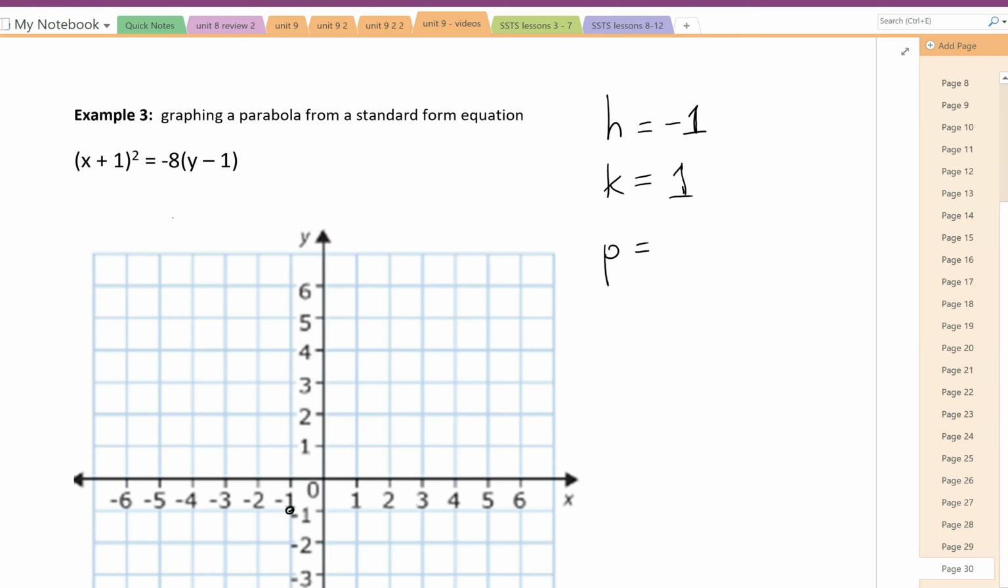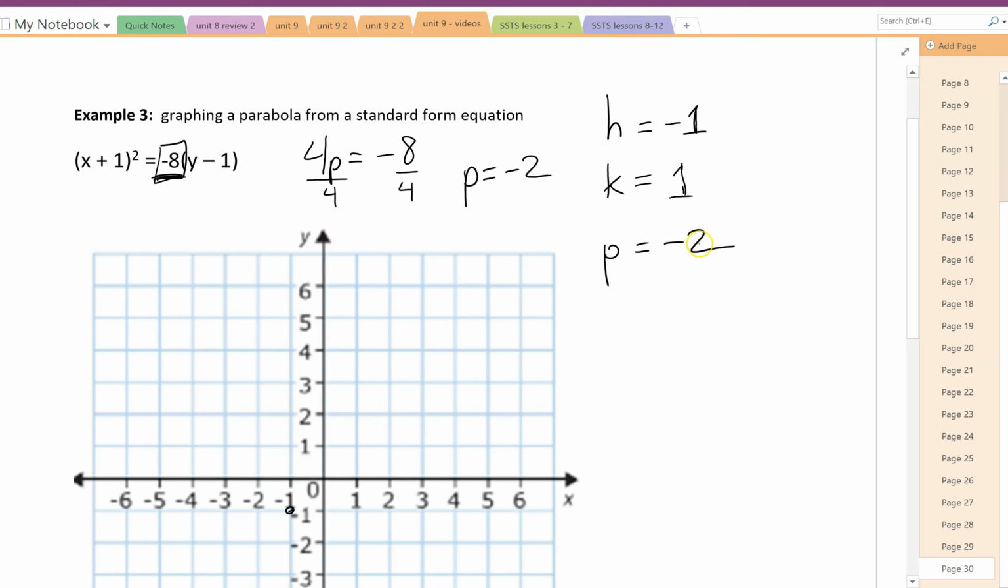P is that number that gets multiplied by 4 in this spot right here. So to find P, what I know is that 4 times P gave me -8. Let me back up and explain where I got that equation from though. I know that 4 times P, which is what goes in this spot, is -8. So 4P equals -8. And then again, I'm going to divide both sides by 4. So P would be -2.